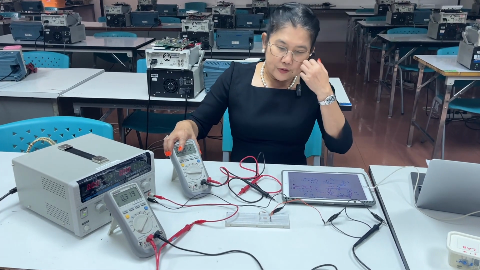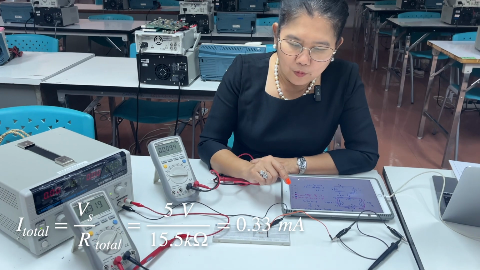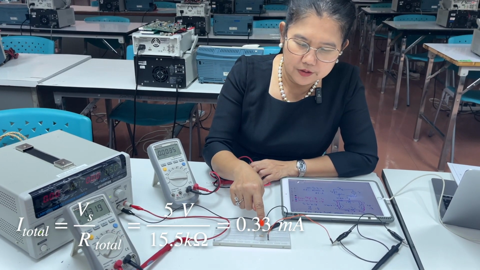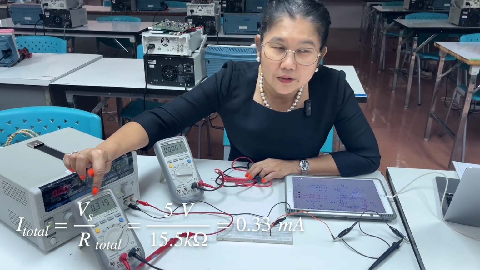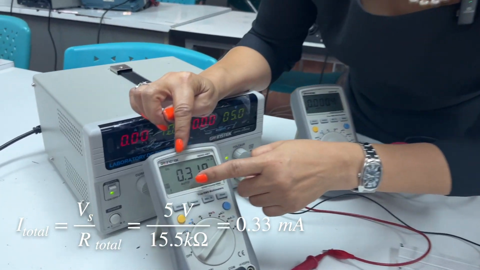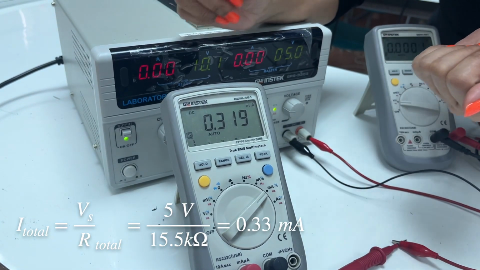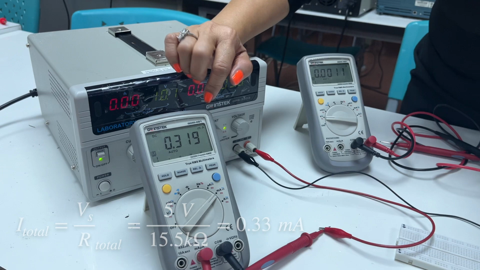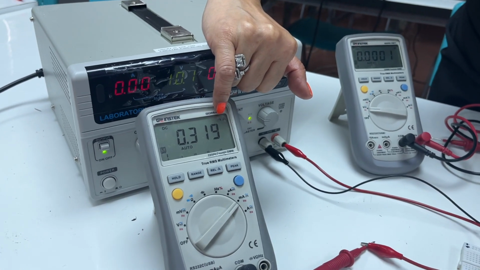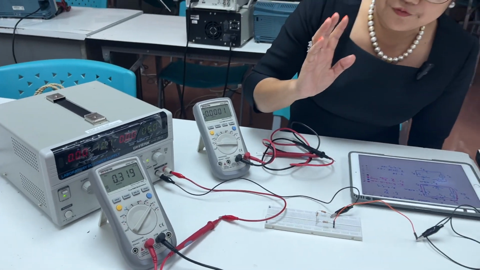Now, using Ohm's law, we have calculated that our total current is equal to 0.33 milliamps, which shows right here, 0.33. Well, there is some discrepancy. Not exact, but close enough. The little small m here means milliamps. So, Ohm's law is valid.